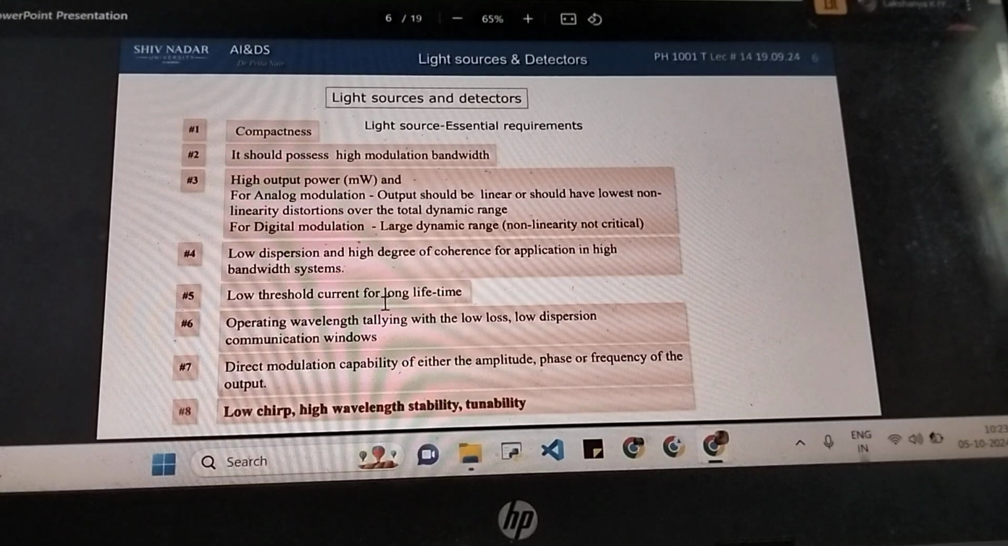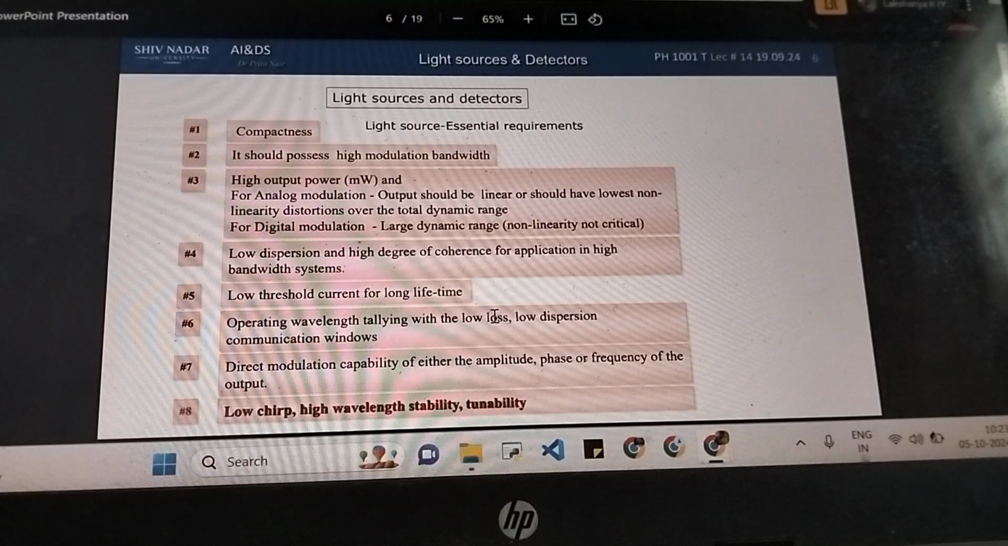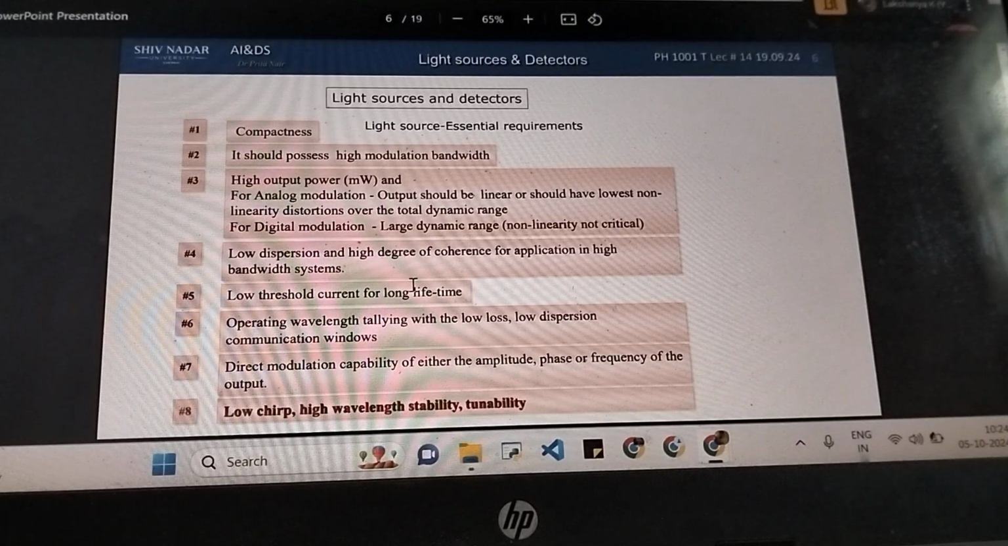Operating wavelength should tally with the low loss, low dispersion windows. Yeah, we looked at those windows where attenuation is high, dispersion is high and all that, right? So the wavelength of your light should belong to a window where all these losses are low. Then direct modulation capability, meaning it should be capable of carrying analog or digital signals through light. Low chirp, high wavelength stability.